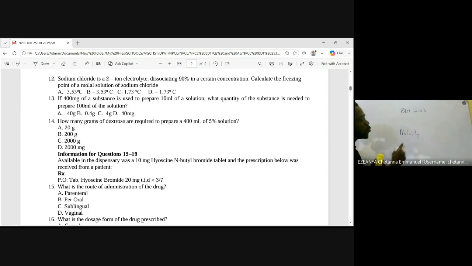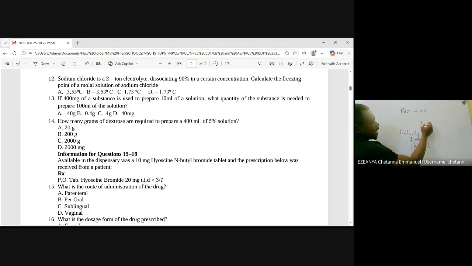Molality is simply the ratio of the mass of 1 mole of a substance over 1 kilogram of solvent, or simply water. Mass of 1 mole, or simply the molar mass, over 1 kilogram of the what? Solvent.